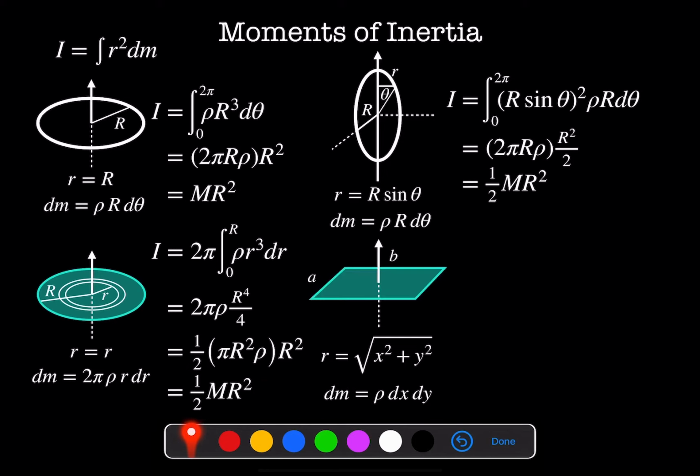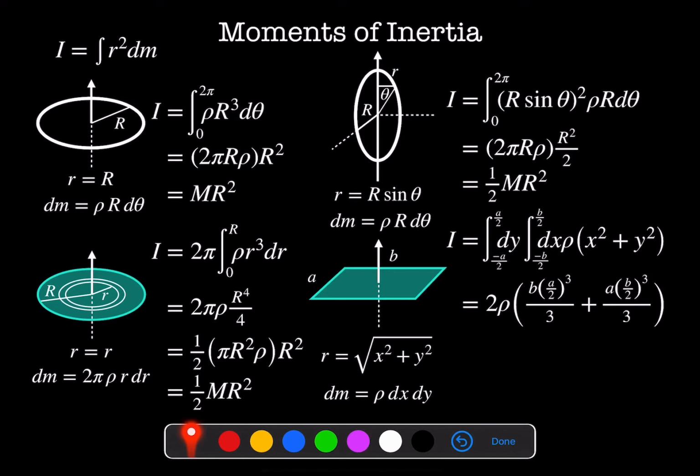What about a rectangle of side lengths a and b, which is rotating about its center perpendicular to the direction of its plane? The distance from the axis is the square root of x squared plus y squared, and our infinitesimal mass element is just rho dx dy. Our moment of inertia is now the integral from minus a over 2 to a over 2 dy, the integral from minus b over 2 to b over 2 dx, times rho times x squared plus y squared.